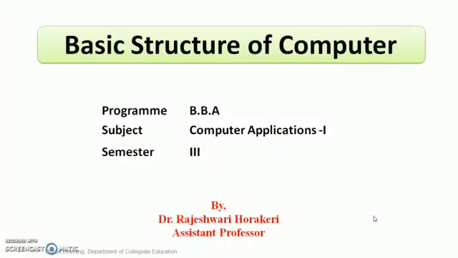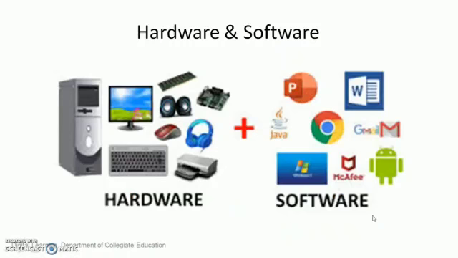In this video, we shall discuss the basic structure of a computer. First of all, I would like to explain to you about hardware and software. Hardware are the physical components of a computer. These are mechanical or electronic devices. These are the parts of a computer which you can see and touch, like keyboard, mouse, monitor, memory, speakers, printer, etc.